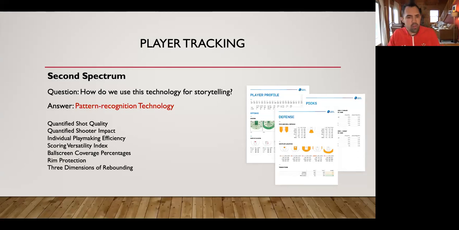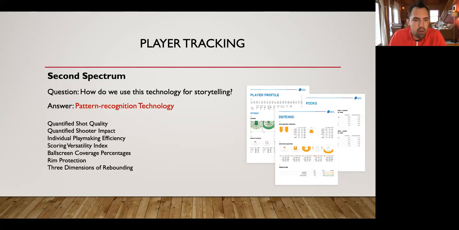There are like 400 different things that they can measure, but here are just some examples of some new metrics that this technology has introduced. And by the way, Second Spectrum is going to be around for a while. They've got a really good horizon. They're doing a lot more than this too. But you can see here that this is a new frontier.